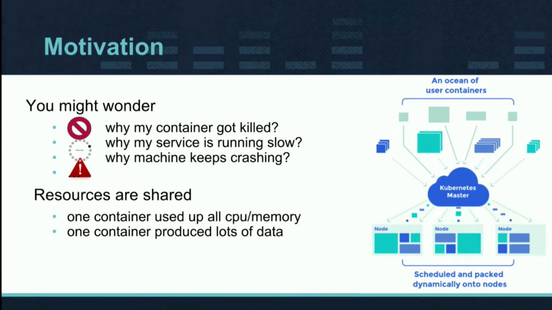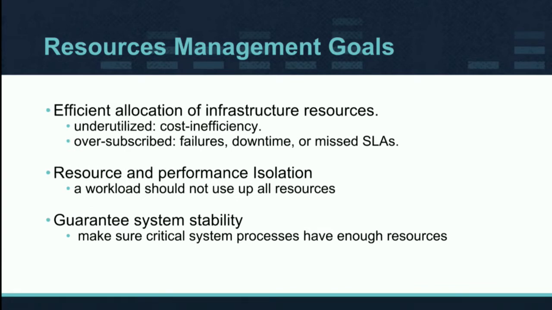Keep in mind that resources in cloud environment are shared. Right? Containers are running together, side by side, in the same host, and they compete for the resources. What if a container suddenly uses a lot of CPU and memory and causes other containers to run very slow, and also even get killed because of out of memory? Or a container just produces lots of data and generates lots of files and causes an out-of-disk error. So we need to solve these problems with proper resource management.